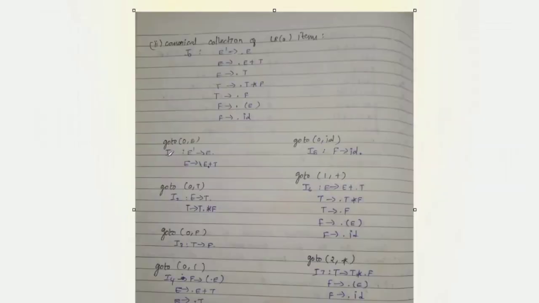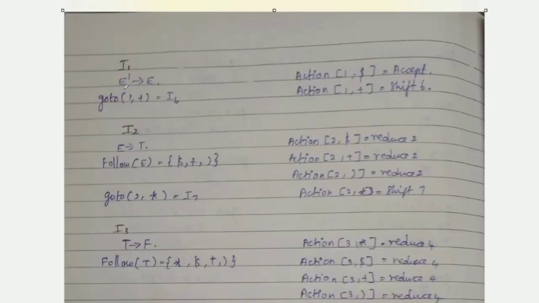Next, item number 1, we have a final item E dash tends to E dot. Then we have a go to part 1, comma plus, item number 6. Then write E dash tends to E dot. Go to 1, comma plus going to be I6. The production E dash tends to E dot is the augmented grammar and is a final item. Then write in the action part, action 1 comma dollar going to be accept state. This is common to all parsers.